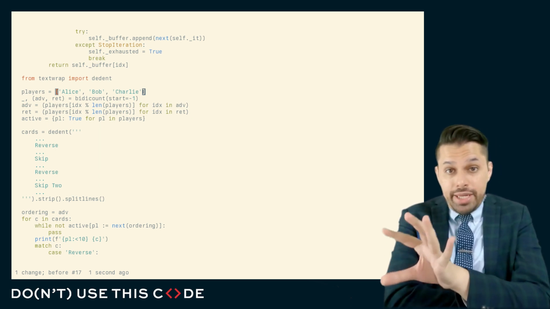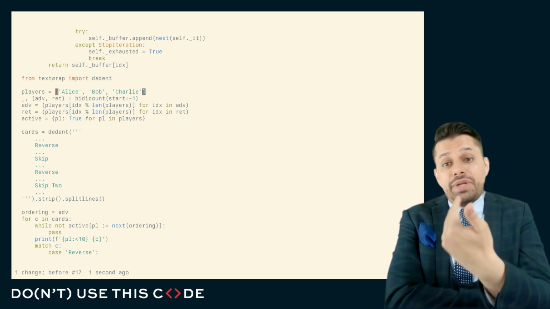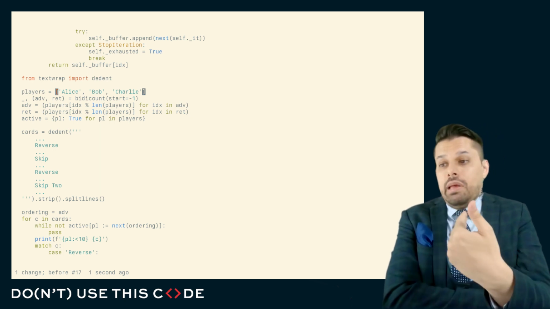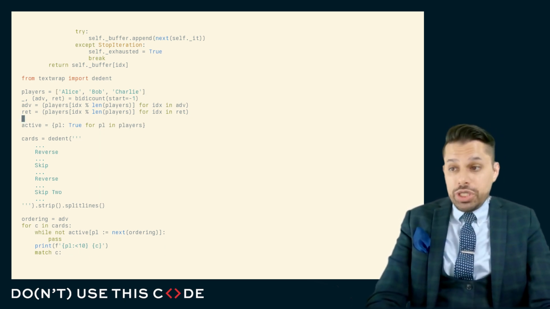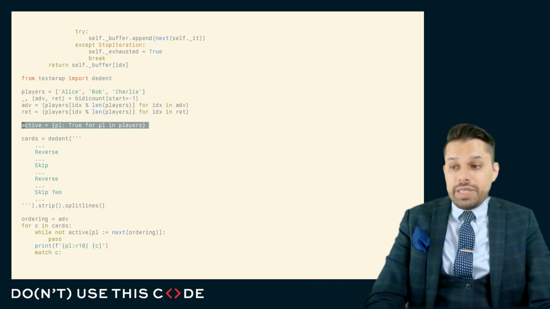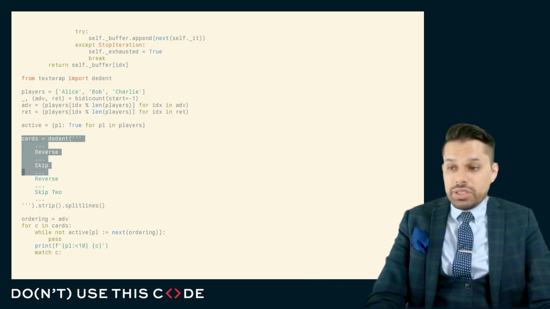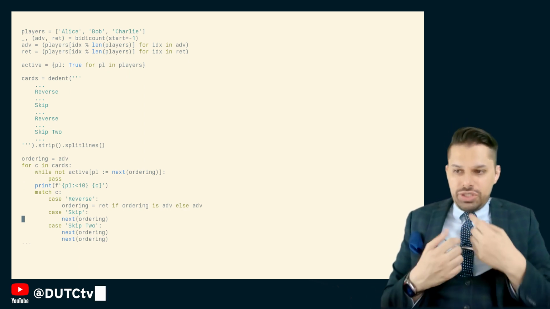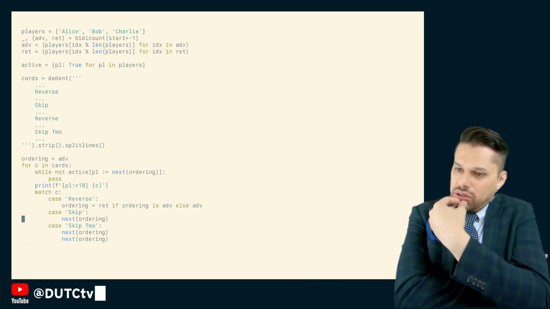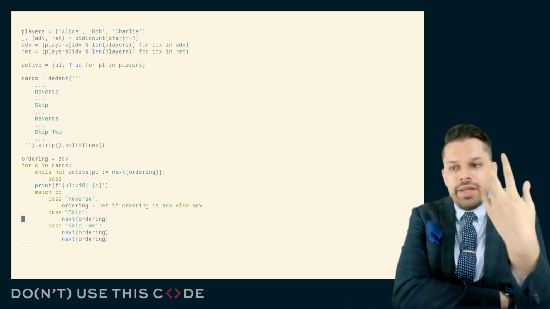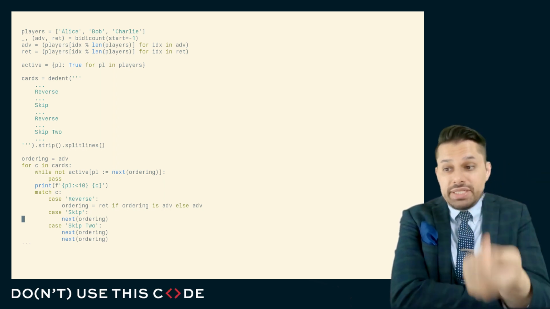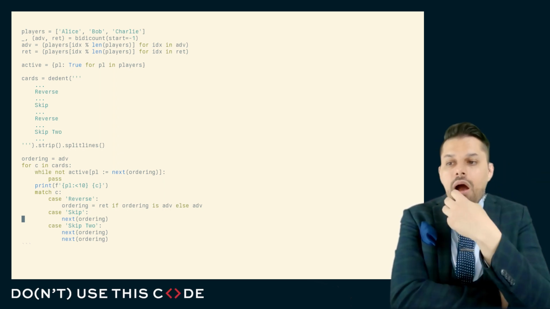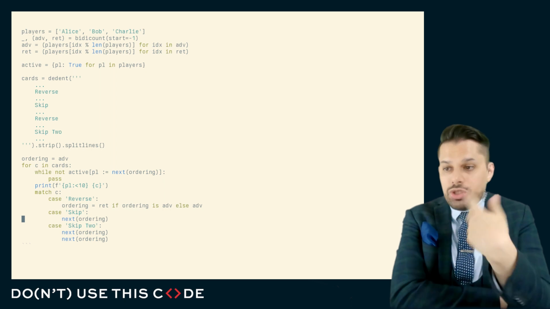I can manage the state of the game. Is somebody skipped? Is somebody out of the game? By just having a simple dictionary here that represents are the players active or not. And if we had cards like this, I can manage the state of the ordering of the game by just saying, if somebody played a reverse card, start reading from the retreat end, not the advance end. If somebody played a skip card, just do a next on the ordering. If somebody played a skip 2 card, just do 2 nexts.